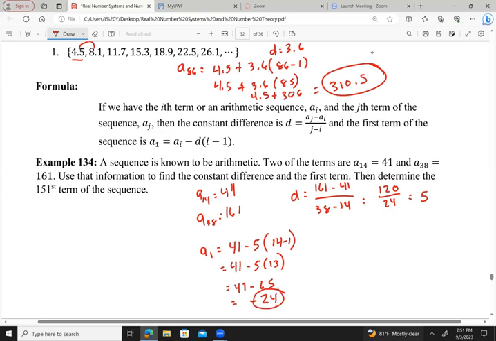So now that I have a sub 1 and I have D, I need to find a sub 151, which is equal to a sub 1, negative 24, plus D, 5, times 151 minus 1, or 150. Negative 24 plus 750, we get 726. And that is how it works.